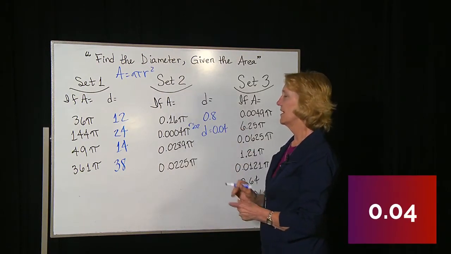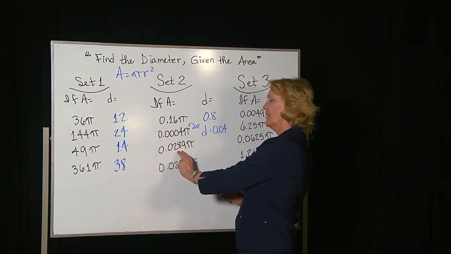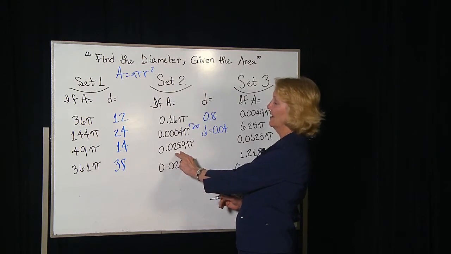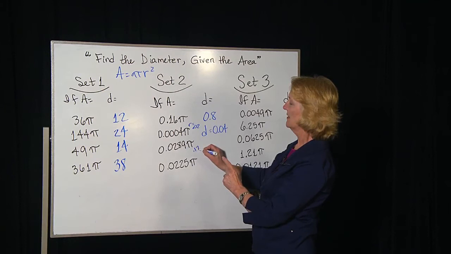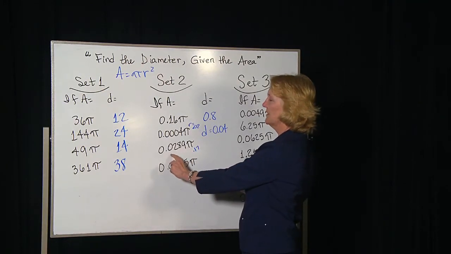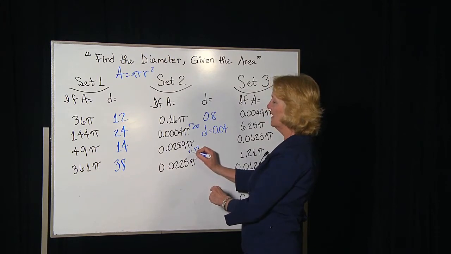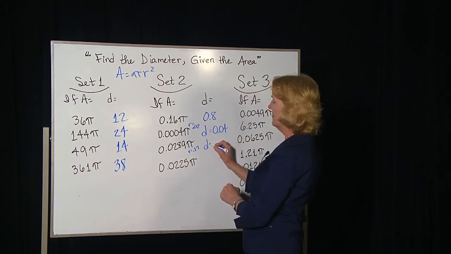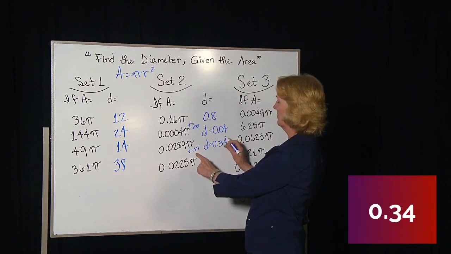0.04. If the area is 0.0289, what got squared to give you 289? That'd be 17. So we need 17, but we need it to have 2 decimals, because our answer has 4. That's the radius. If the radius is 0.17, the diameter is 0. You double this, you get 34.